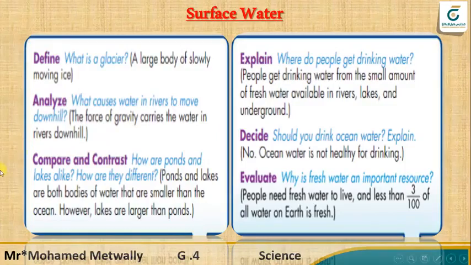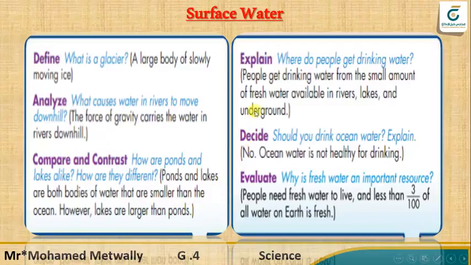Here is another form of our questions, compare and contrast. With compare you describe the similarities, and with contrast you describe the differences between things. The question says, how are ponds and lakes alike? How are they different? Ponds and lakes are both bodies of water, specifically fresh water. They are smaller than the ocean. The difference between them is that lakes are larger than ponds.